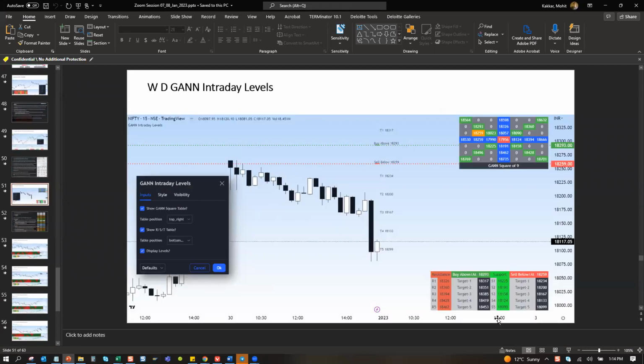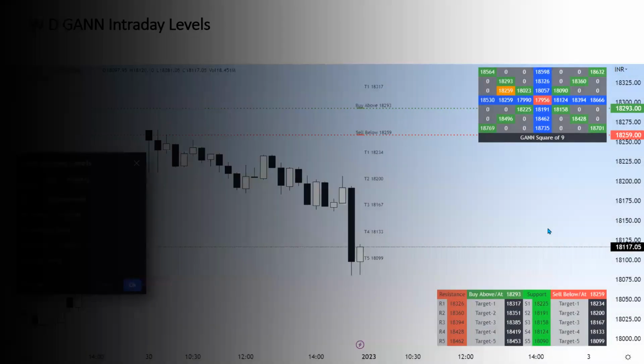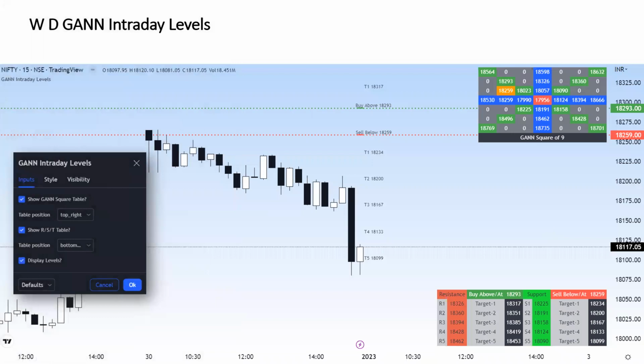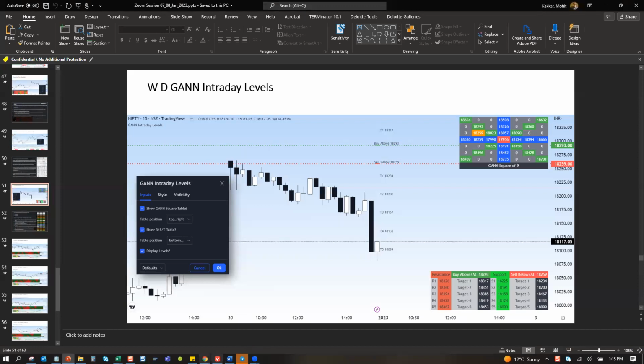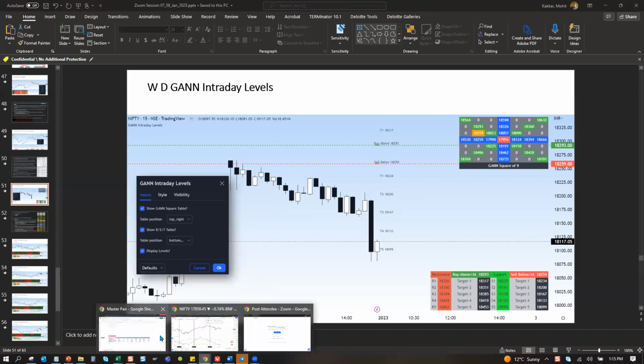Okay, this is about Gann levels. I will not go into much detail on this either, because it would get heavy otherwise. This is the Gann Square of 9. Gann was a very famous person, a trader who used to trade on geometric progressions. Okay, let me just show what the Square of 9 is, for beginners who are seeing it for the very first time.